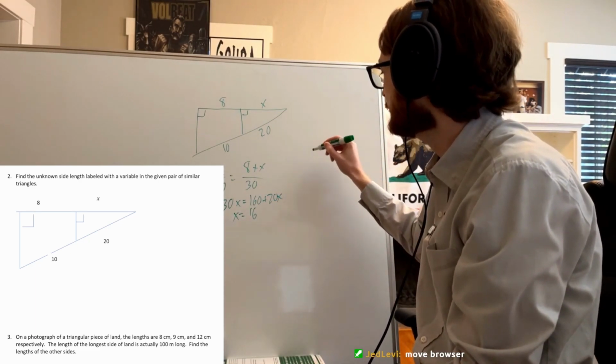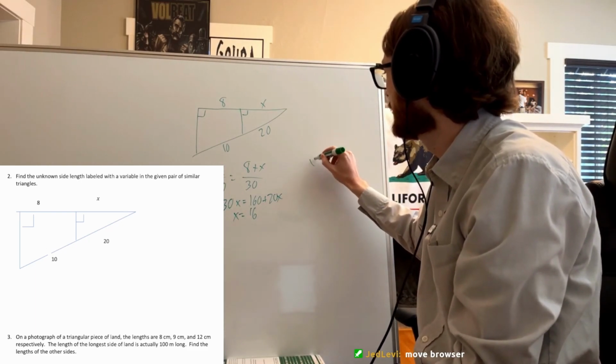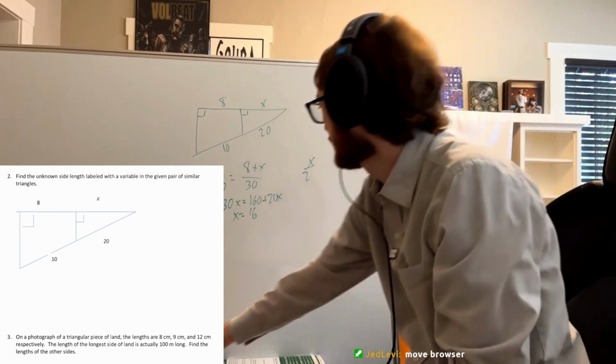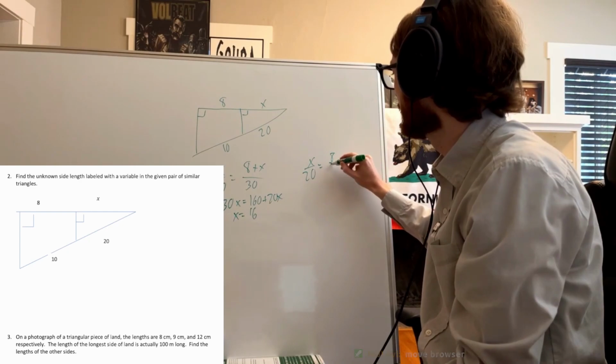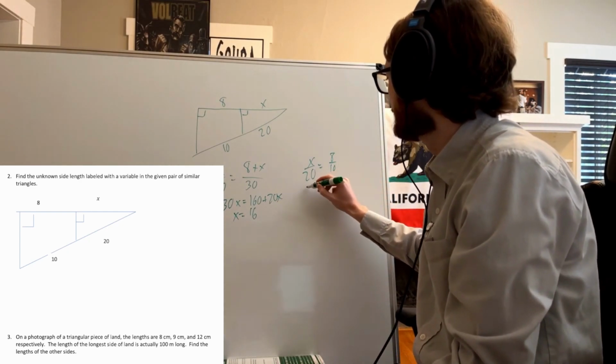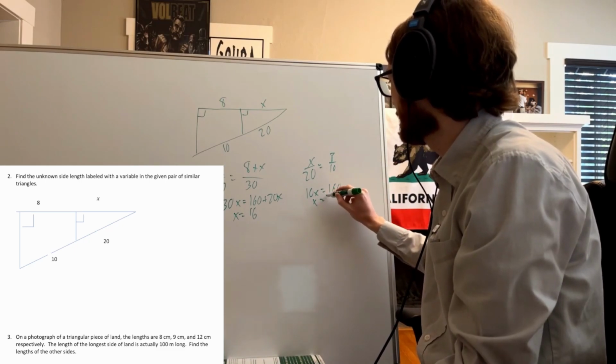It seems like it's going to be in proportion, so let's try the same thing over here. I think it would also be valid if you did x over 20 equals 8 over 10. X over 20 equals 8 over 10. 10x equals 160. Hey, yeah, it is the exact same.